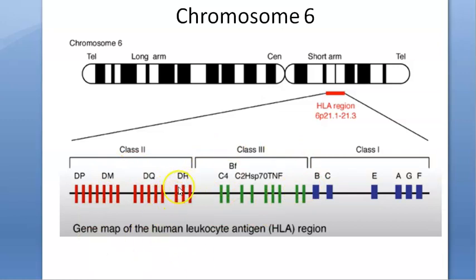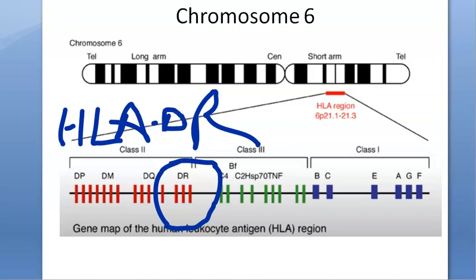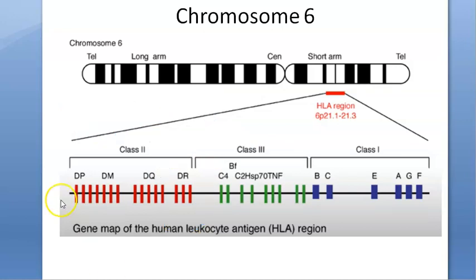This DR for renal. So remember renal, R, right? This is a very important one. HLA DR, they will talk about this a lot in kidney transplantation. Now that you have understood the basics, so this is the human leukocyte antigen genes.